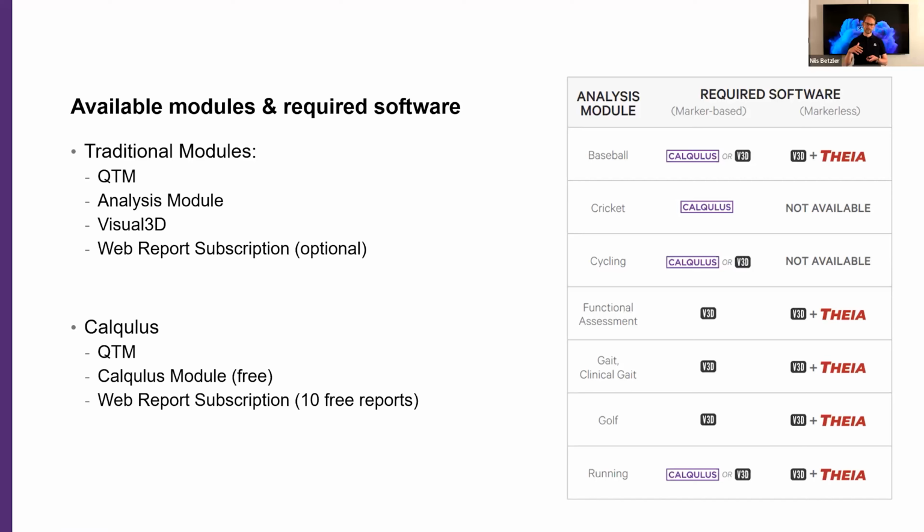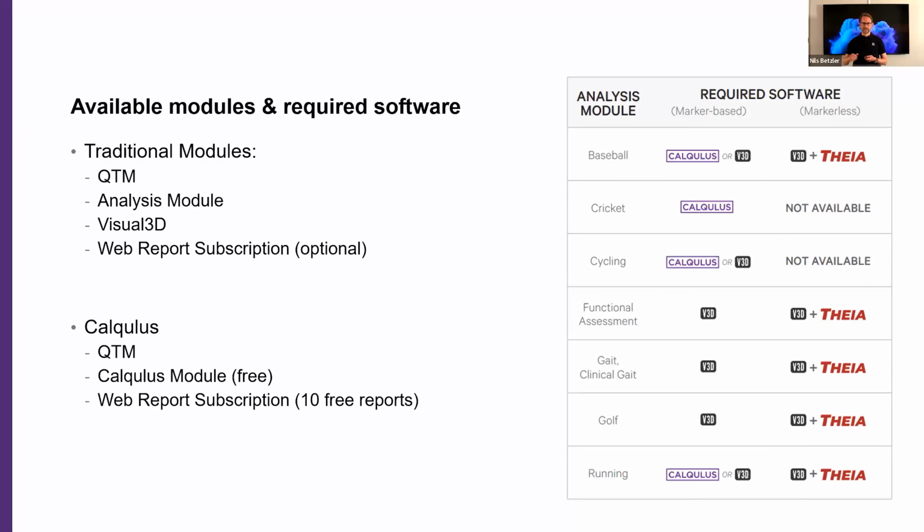Now, if you are running Calqulus, you still need QTM to record the data. Then you need the Calqulus module. It's a different processing module. It's free. There's no license for it. And it handles all the different types of sports, as you could see when Raymond showed it in the software. You also need a web report subscription, but you can get 10 reports for free. That means anyone can try this today and just create those reports. And if you run out of reports, you can delete old ones and keep going. So it makes it very, very easy for you to get started.